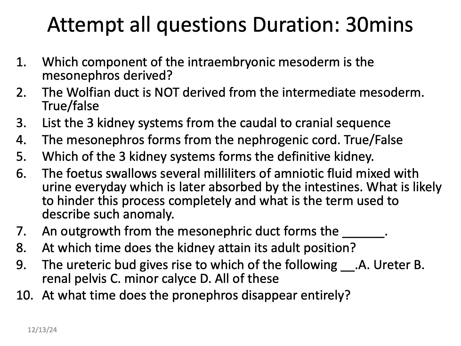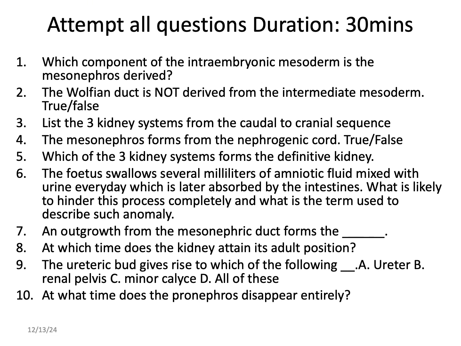Number seven, an outgrowth from the mesonephric duct forms what? What does it form? And also, let me point out that the nephric duct or the Wolffian duct is sometimes called mesonephric duct. Okay, we sometimes call the whole stretch mesonephric duct.